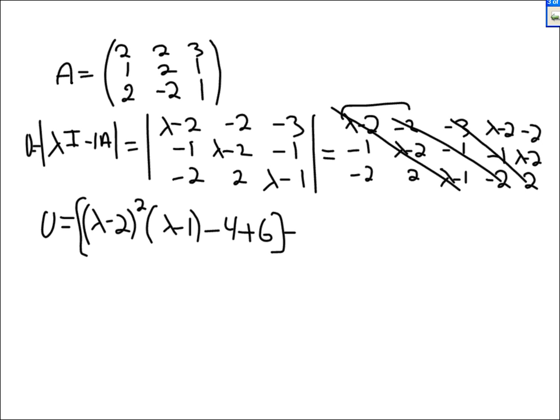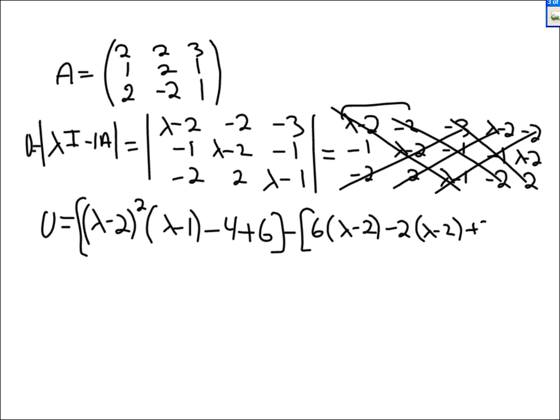And from there, we take away this product, which is 6 times lambda minus 2, minus 2 times lambda minus 2, plus 2 times lambda minus 1.